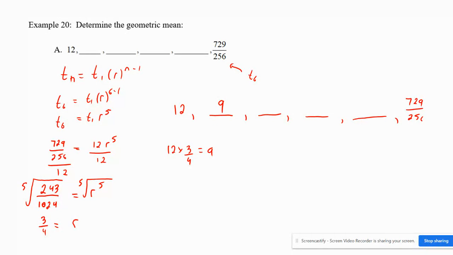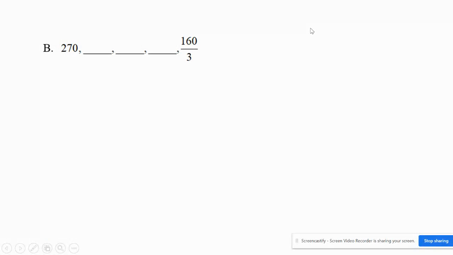I'm going to go 9 times 3/4. Leave it as a fraction. We get 27 over 4 times 3/4. We get 81 over 16. One more time, times 3/4 is 243 over 64. So these would be the geometric means for these guys here. Okay. All right. Same idea for this guy over here.